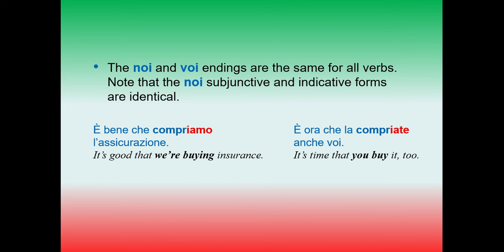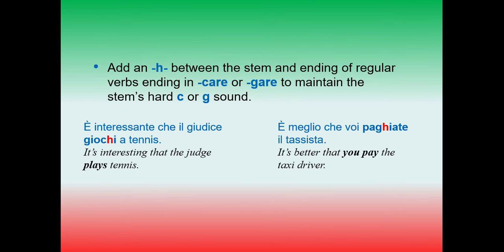The noi and voi endings are the same for all verbs, and they are also the same as the indicative, the regular present tense. You have to add an H between the stem and ending of regular verbs that end in care and gare to keep the hard k or g sound. Take a look at the sentences below.